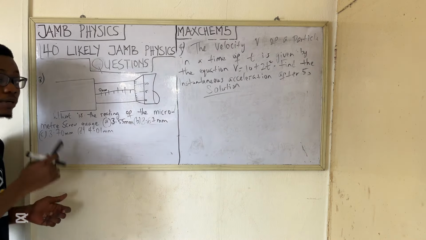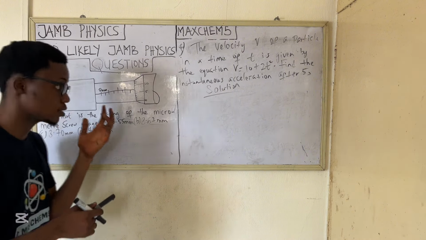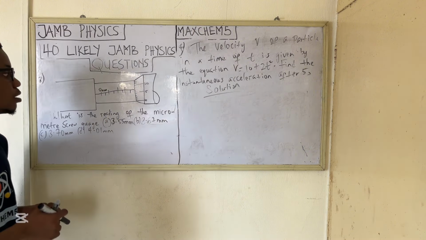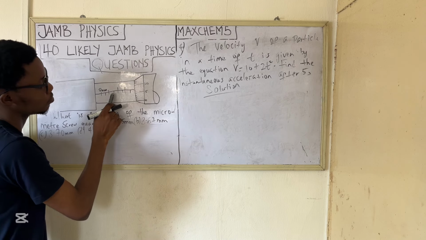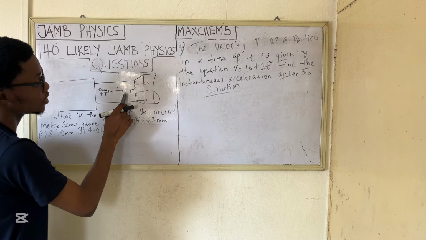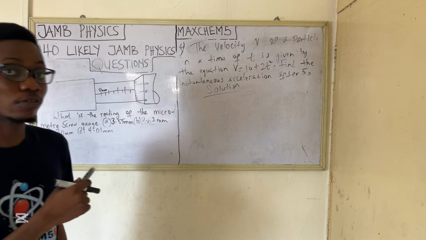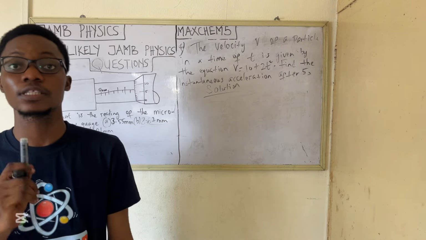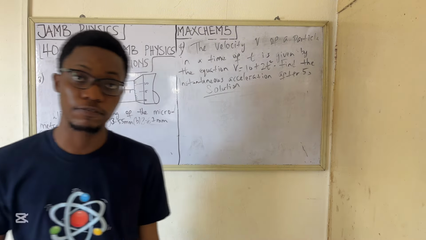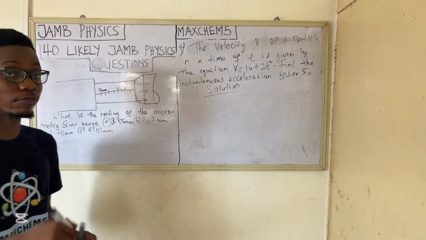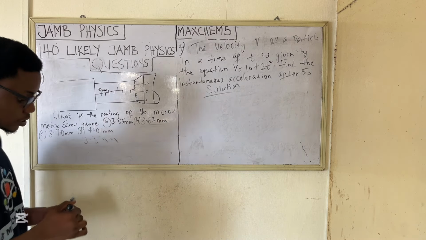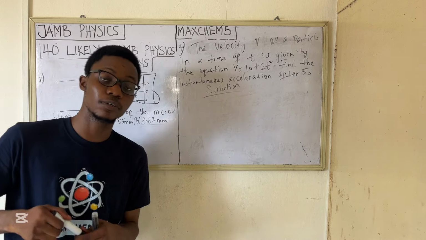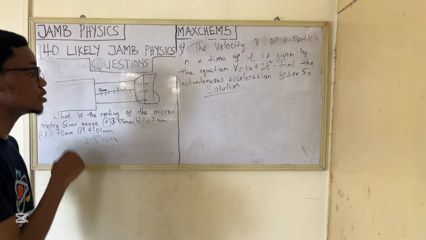Look at your micrometer screw gauge. Look at the first scale and the second scale. Now, take the readings. You have 0, 0.5, 1, 1.5, 2, 2.5, 3, and 3.5. That is for your first scale. The reading of your first scale is 3.5. Write it somewhere. That is 3.5 millimeters, the reading of the first scale.